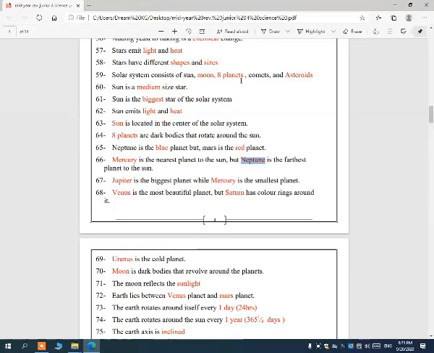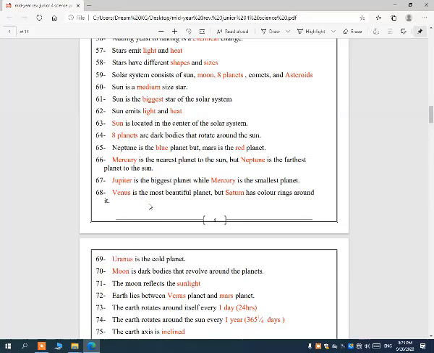Number 67. Which is the biggest planet? Who is the biggest planet? Jupiter. Jupiter is the biggest planet. But which is the smallest planet? Who is the smallest planet? Mercury. Mercury is the smallest planet.